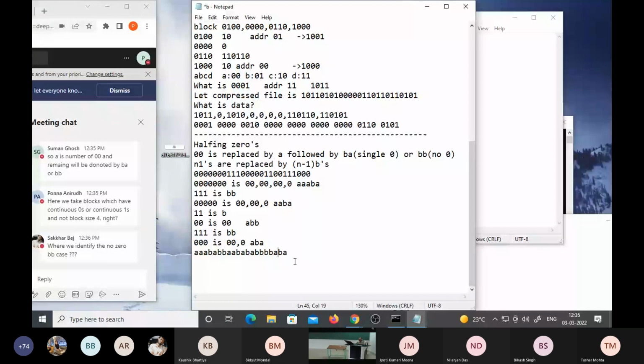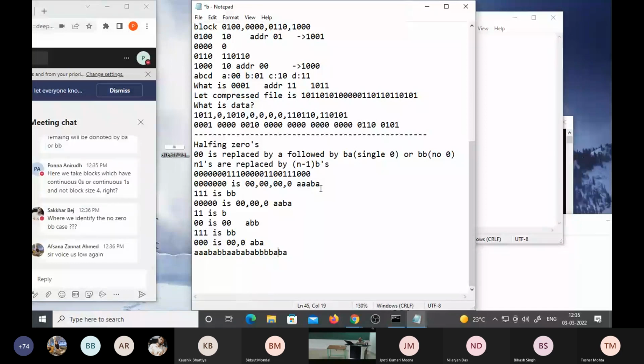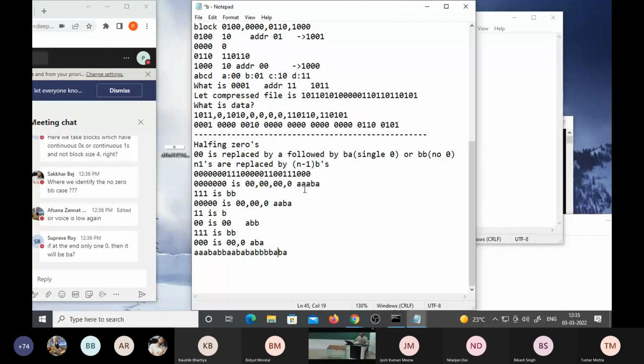Okay, I will tell you. You see, there are 7 zeros. So group of 2 zeros are made and single zero remains. So we get, is it correct? Now, let us see this. Yes, yes, yes. Fully correct. 111 is BB.